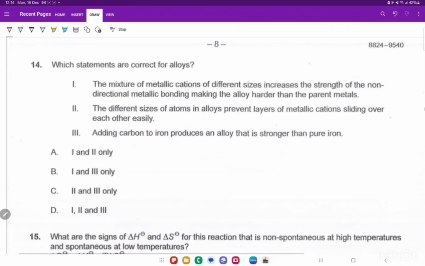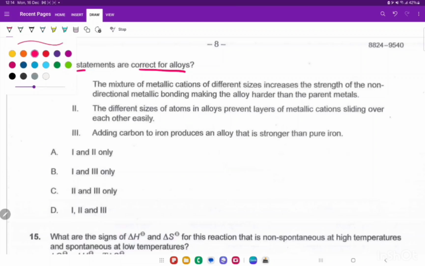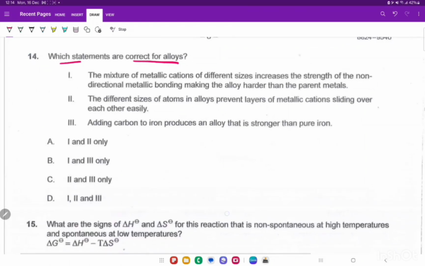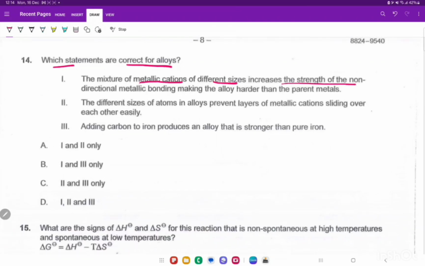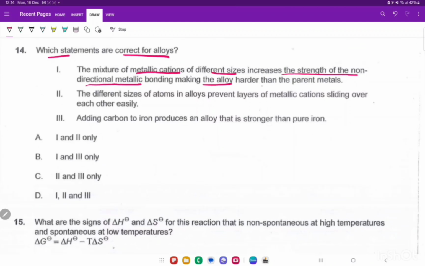Next, which statements are correct for alloys? Question 14. Statement number 1 says the mixture of metallic cations of different sizes increases the strength of the non-directional metallic bonding, making the alloy harder than the parent metal. Metallic cations of different sizes increase the strength of the non-directional metallic bond.